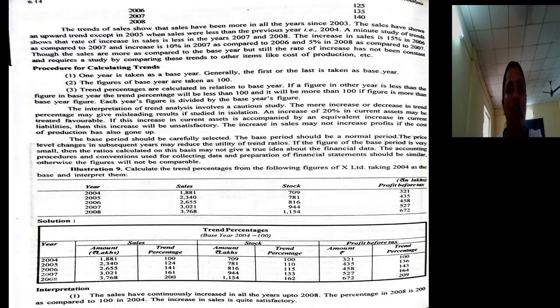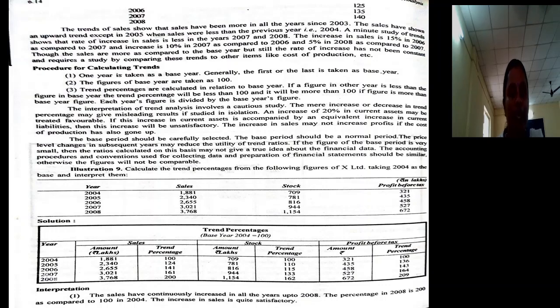The interpretation of trend analysis involves cautious study. The mere increase or decrease in trend percentage may give a misleading result if studied in isolation. An increase of 20% in current assets may be treated as favorable, but if this increase in current assets is accompanied by an equivalent increase in current liability, then this increase will be unsatisfactory. The increase in sales may not increase the profit if the cost of production has also gone up.